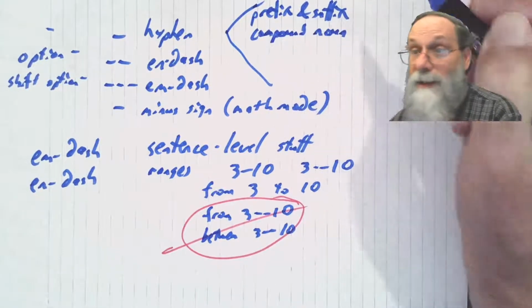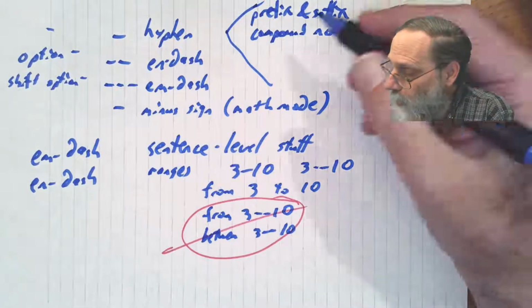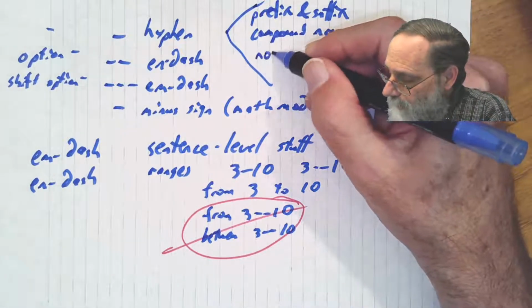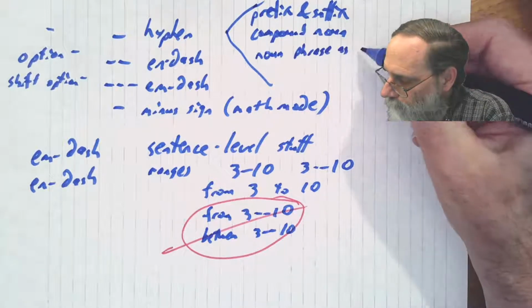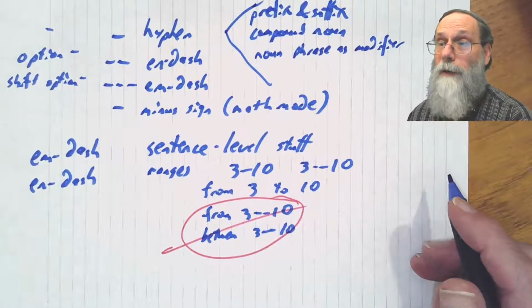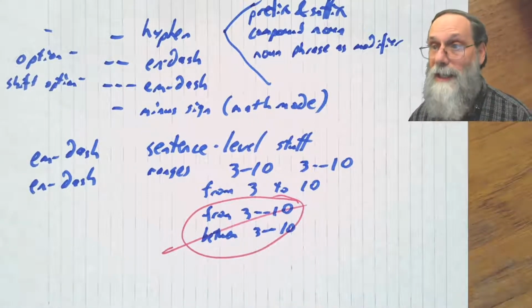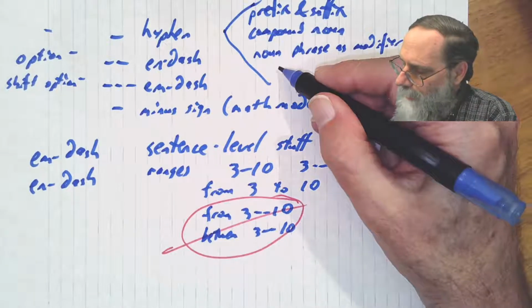And again, some compound nouns have hyphens, some don't. We get a noun phrase. If you use a noun phrase as a modifier, that whole noun phrase gets connected together with hyphens. And finally, there's line breaks.